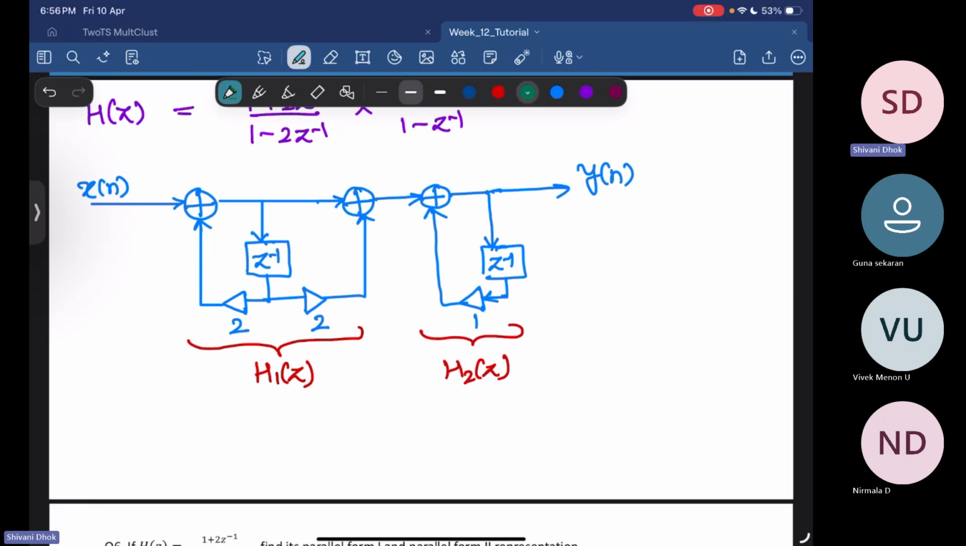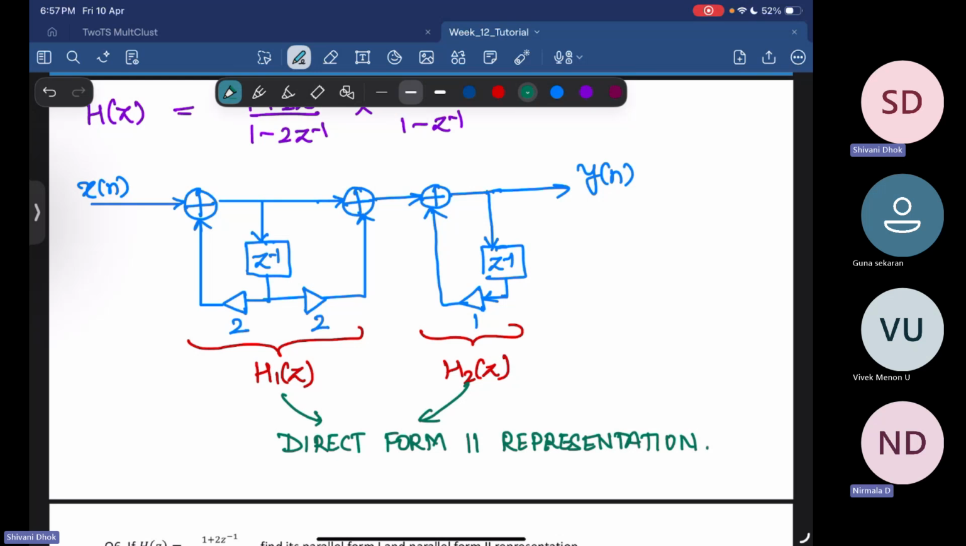For realizing H1 of Z and H2 of Z, what have we used? We have used the direct form 2 representation. Is it clear? Any questions?